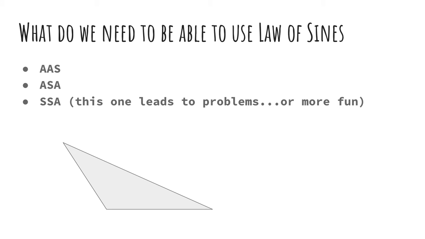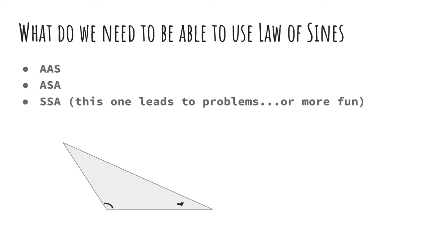So that could be angle, angle, side. That could be our known information. We know that a triangle adds up to 180 degrees, so we can find that third angle, and then use law of sines to find the other two sides.